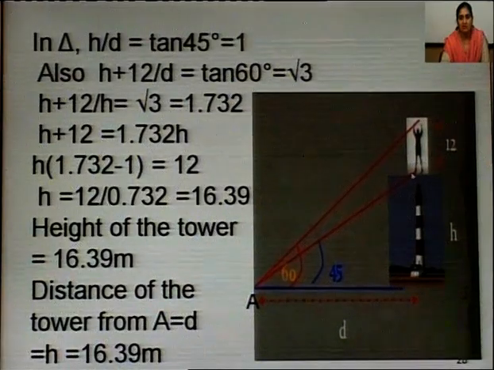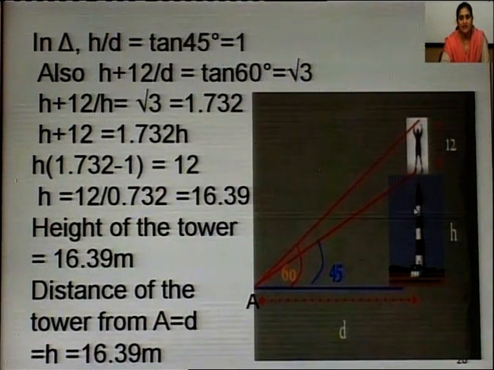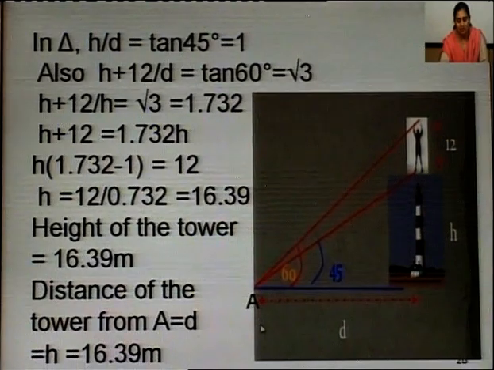In this way, if we find two angles of elevation, we can find the height of the tower as well as the distance from a particular point on the ground.